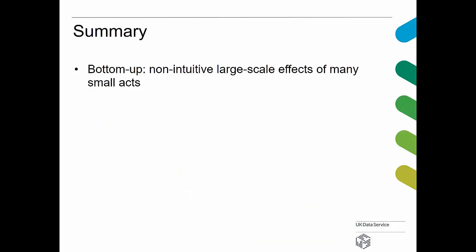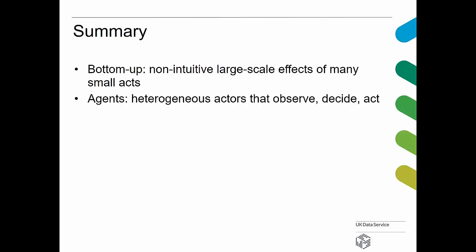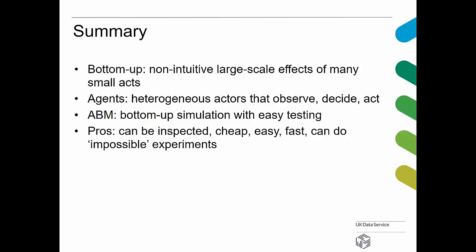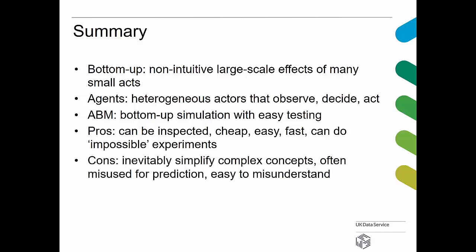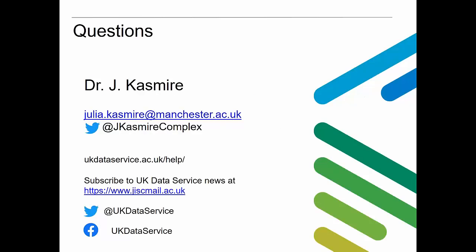So to summarize, bottom-up problems are non-intuitive, large-scale effects as a result of many small acts. Agents are heterogeneous actors that observe and decide and act. Agent-based models are a bottom-up simulation with easy testing capacity. In their favor is that they can be inspected, they are cheap, easy, fast, and they can do impossible experiments. The cons is that they inevitably simplify complex concepts. They are often misused for prediction, and they are easy to misunderstand. So now I will open up for questions.